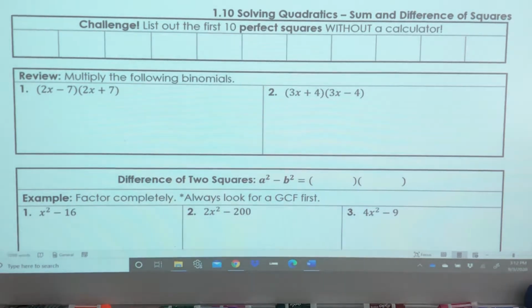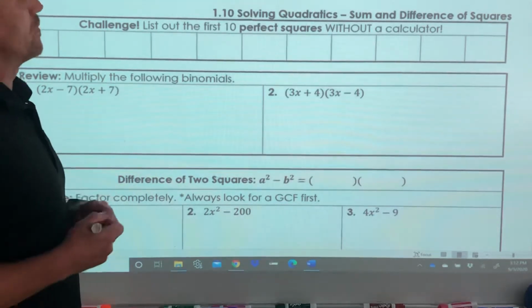All right, here we go, guys. We got 1.10, solving quadratic sum and difference of squares.